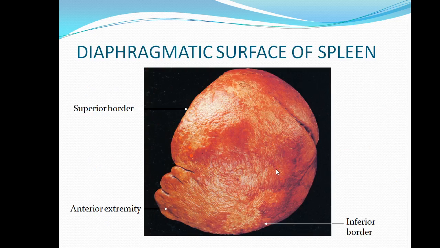This diaphragmatic surface is almost smooth, but it shows the impression of the ninth rib, 10th rib, and 11th rib. And the long axis of the spleen lies in line with the 10th rib. Between the 9th and the 10th rib, it is the 9th intercostal space. Between the 10th and 11th rib, it is the 10th intercostal space. So, the intercostal vessels, nerves, and the intercostal muscles, they are all related to the diaphragmatic surface of the spleen.